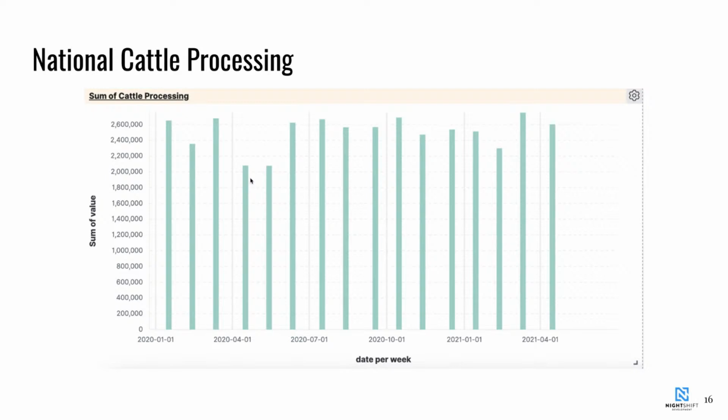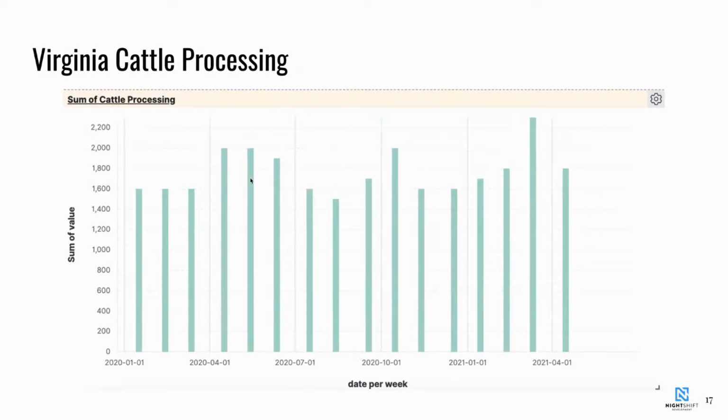And this is where I think it gets interesting, looking at the national level versus the state or more local level. So for me, just using Virginia as an example because I live in Virginia, you see that Virginia is not a major cattle processing state. But at that same time where there's a national shortage, Virginia actually starts to process more, which I thought was very interesting and mirrors some of the anecdotes you hear around the logistical challenges that COVID-19 has imposed on the agricultural industry.